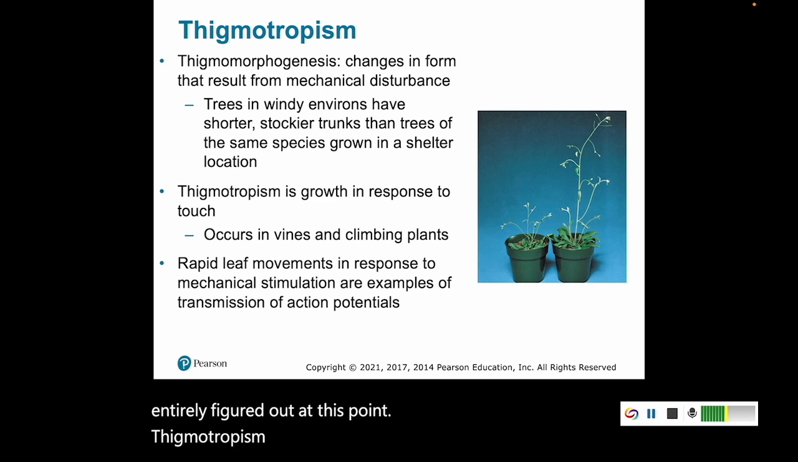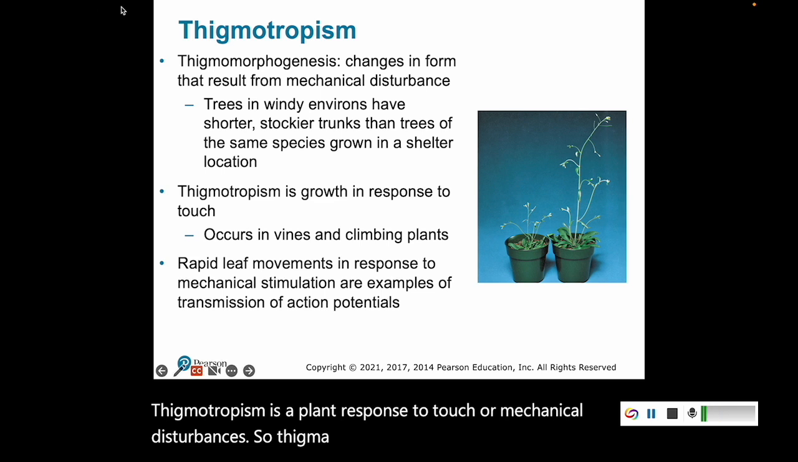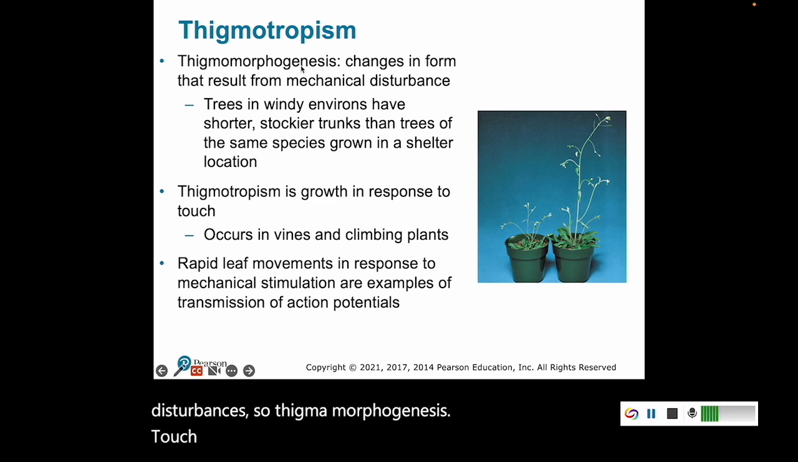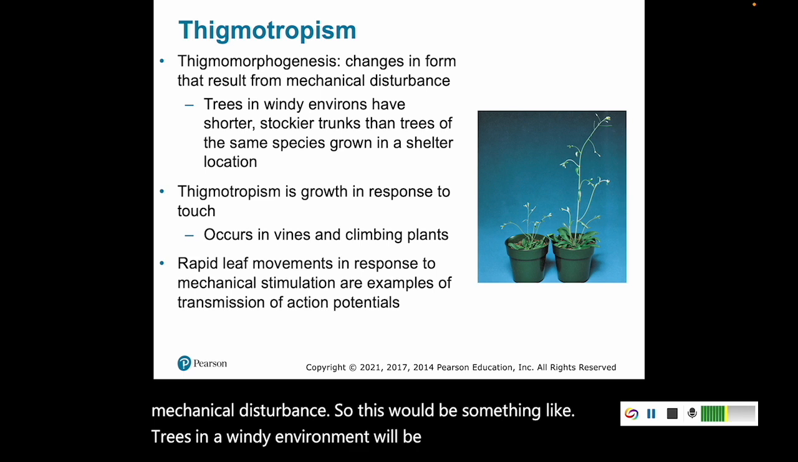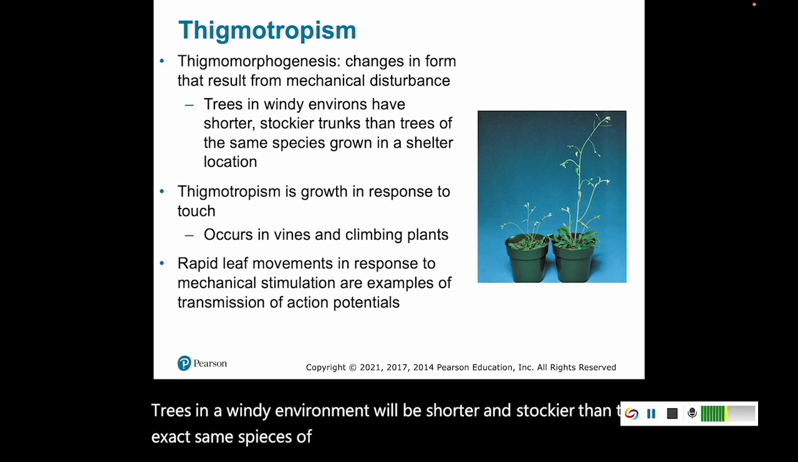Thigmotropism is a plant's response to touch or mechanical disturbances. So thigmomorphogenesis: touch, shape, change. Changes in the form that result from mechanical disturbance. This would be something like trees in a windy environment being shorter and stockier than that exact same species of tree grown in a more sheltered location. That's an example of thigmomorphogenesis.